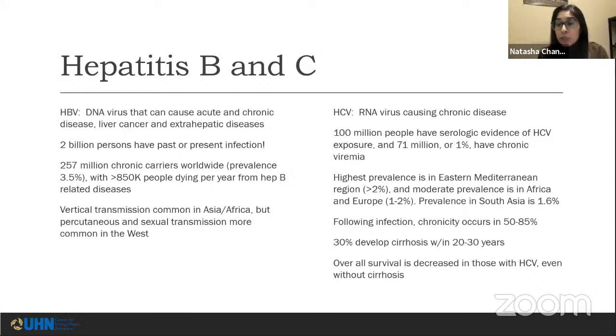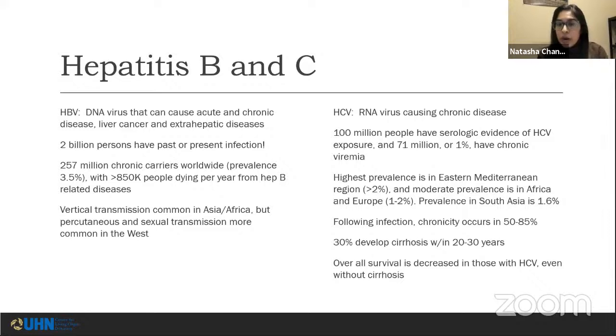And here in the West, percutaneous and sexual transmission are the most common ways this disease continues to afflict patients every day. Hepatitis C is an RNA virus. Approximately 71 million people in the world have hepatitis C, which corresponds to about 1% of our population, including 1% of Canadians. Canada is in a relatively low prevalence area, but other areas have much higher prevalence. The highest prevalence in the world is in Egypt, where over 8% of the population has hepatitis C.